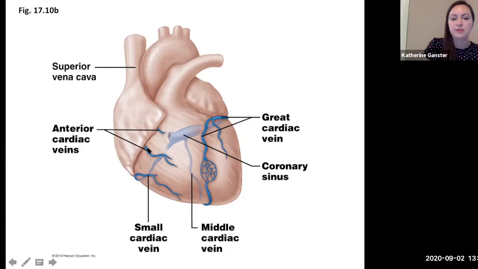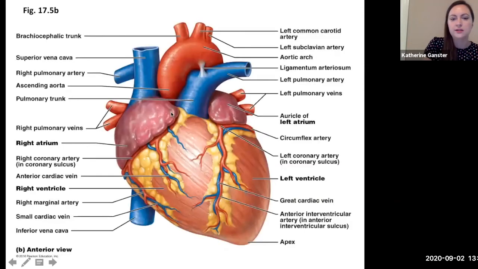From there, it drops down through the tricuspid valve into the right ventricle, out the pulmonary valve to the pulmonary trunk, pulmonary arteries, and will go to the lungs to drop off CO2 and pick up oxygen. Then that blood will come back in through the left atrium, mitral valve, left ventricle, aortic valve, out the aorta, and the first thing that comes off the aorta is the right and left coronary arteries.